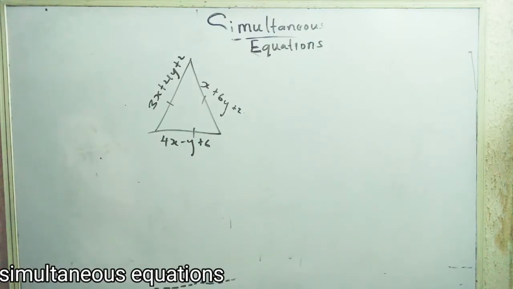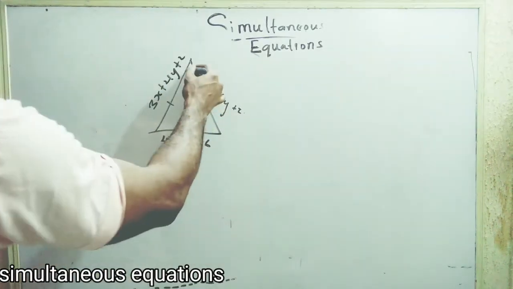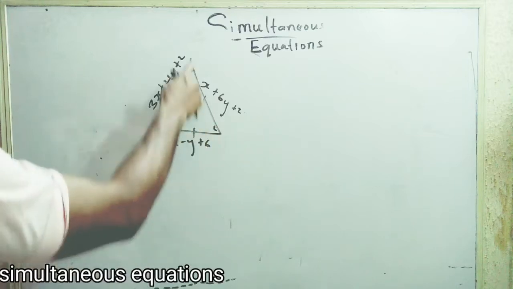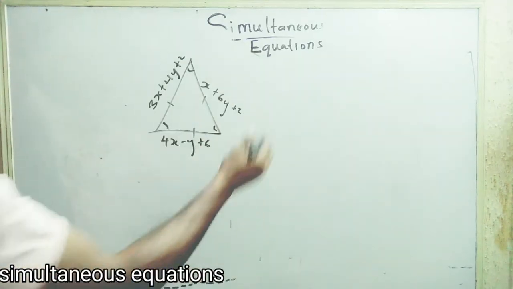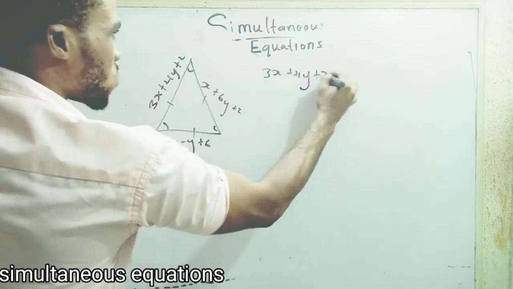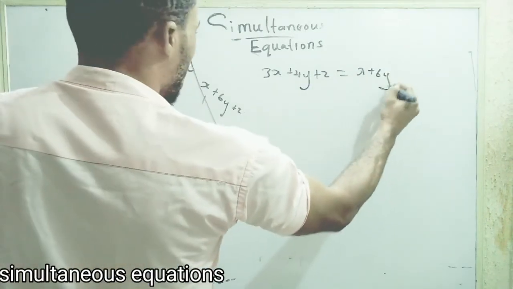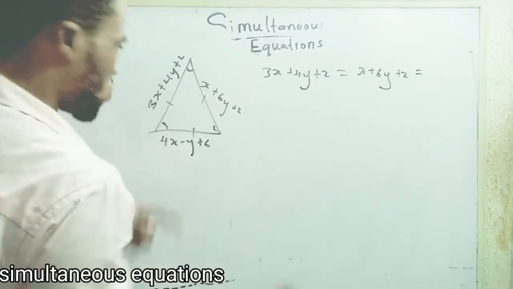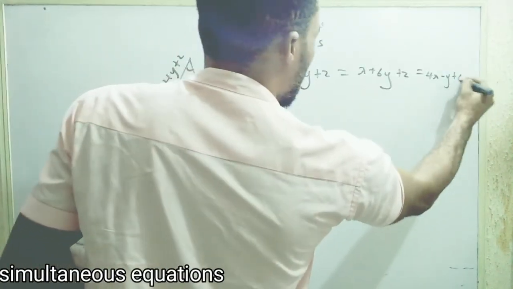An equilateral triangle. An equilateral triangle is a type of triangle in which the three sides are equal and the three internal angles are equal. So the internal angles I meant are these, but these sides are equal. If the three sides are equal, all I have to do is equate them. So I have 3x plus 4y plus 2 is equal to x plus 6y plus 2, is equal to 4x minus y plus 6.